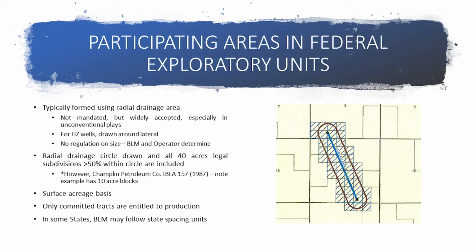But this is a typical radial drainage area formed for a proposed well that you would submit as your paying well determination. So radial drainage area is a widely accepted form for determining the area around which a well will produce. Even if this was just a vertical well, a lot of times you'll see the radial drainage area being equivalent to, let's just say, a 40, like what we'd see in other states like Texas or Oklahoma.